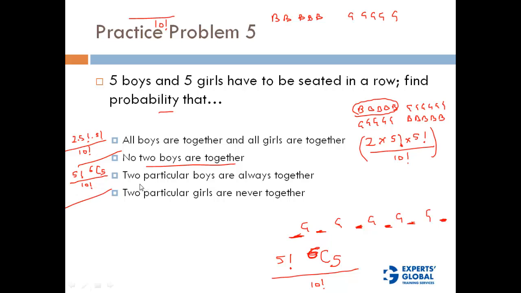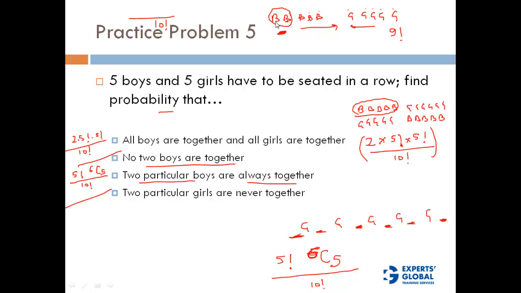Let's look at the third case. Two particular boys are always together. If two boys are always together, they act as one entity, right? And the other people are free. There is no other restriction on others. So how many entities do we have to fit? These two guys act as one entity, so this is 1, 2, 3, 4, 5, 6, 7, 8, 9. We have 9 entities to fit. So that can be arranged in 9 factorial ways.